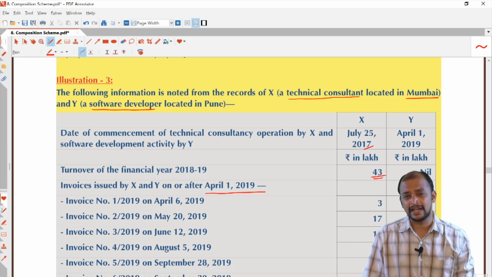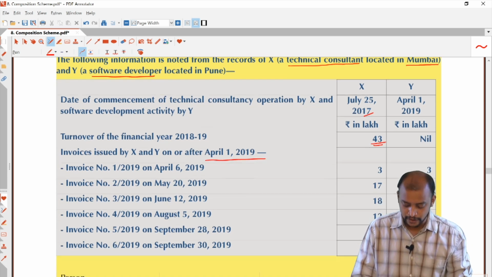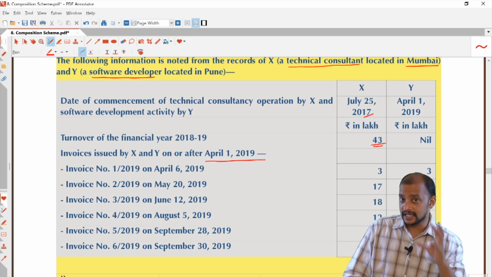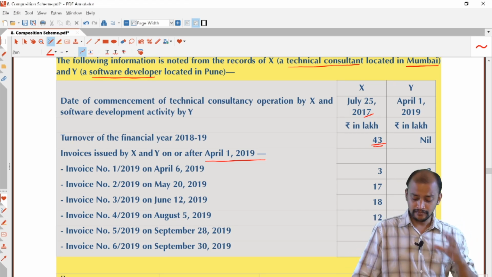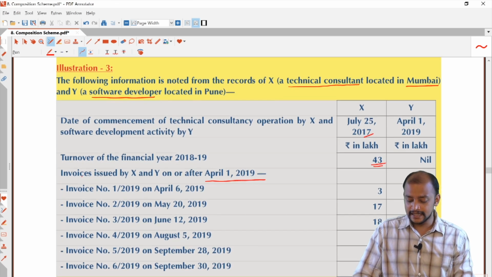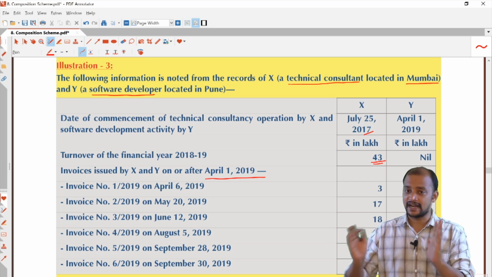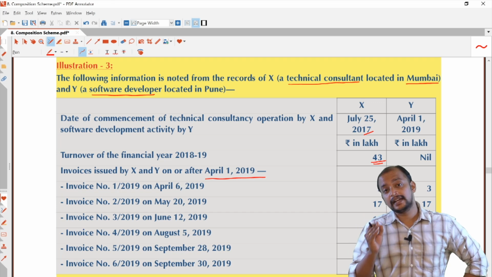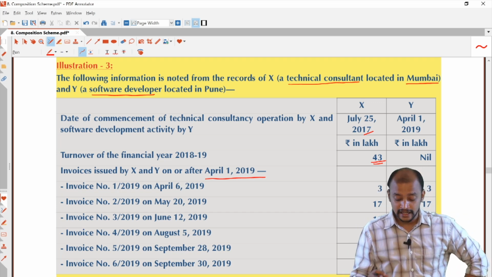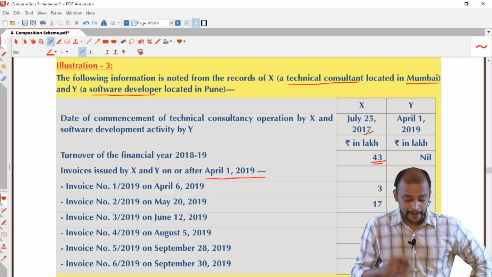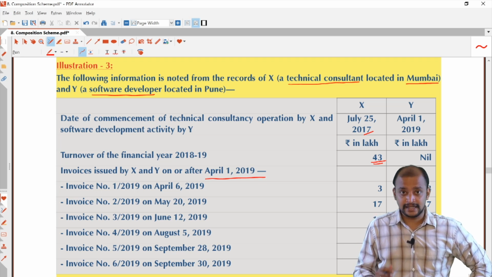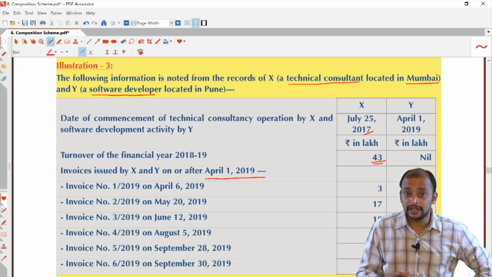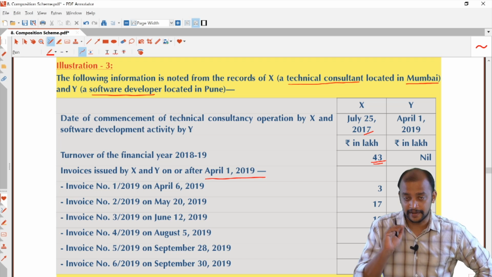Now, assuming that the normal rate is 18%, look into the case of X. Again, I am repeating this discussion, listen carefully. I am discussing X and Y separately. X is a technical consultant. Where is he located? In Mumbai. In Maharashtra, what will be the threshold limit? 20 lakhs for the service sector.